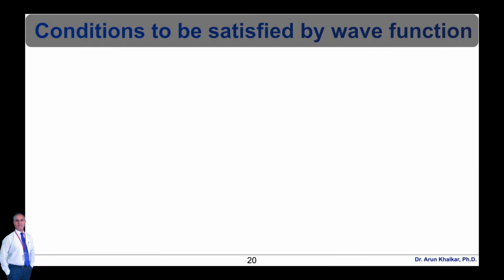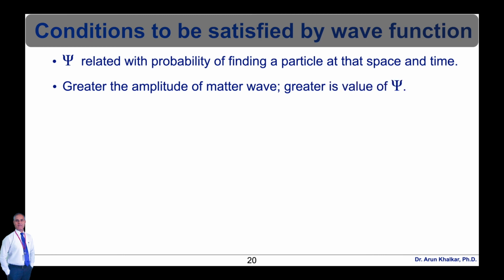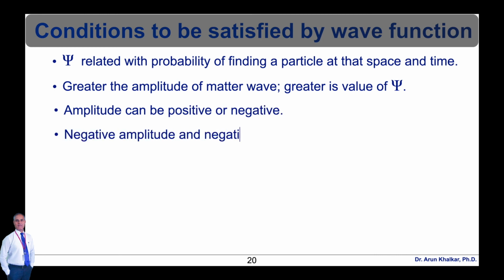Therefore, the important points regarding the conditions to be satisfied by wave functions are: psi is related with the probability of finding a particle at that space and time. Greater the amplitude of the matter wave, greater is the value of psi. Amplitude can be positive or negative. Negative amplitude and negative probability is meaningless.